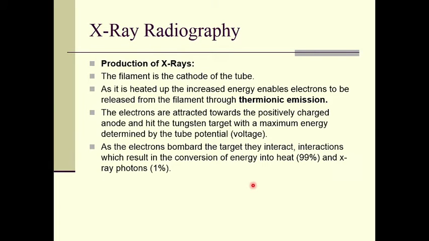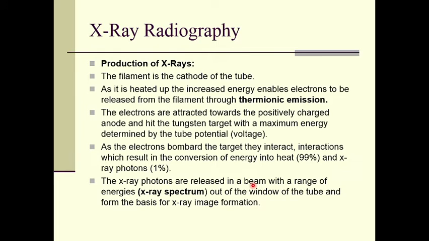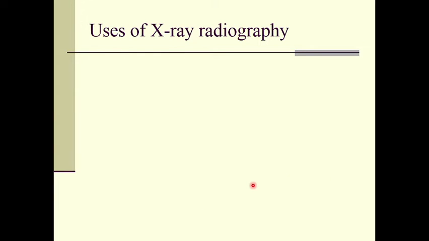So as the electrons bombard the target, they interact. The interactions will result in the conversion of energy into heat, right? 99% of the energy will be converted into heat, and 1% of the energy will be converted into X-ray photons, right? The X-ray photons are released in a beam with a range of energies. So an X-ray spectrum will be emitted from the window of the tube and forms the basis of X-ray image formation.